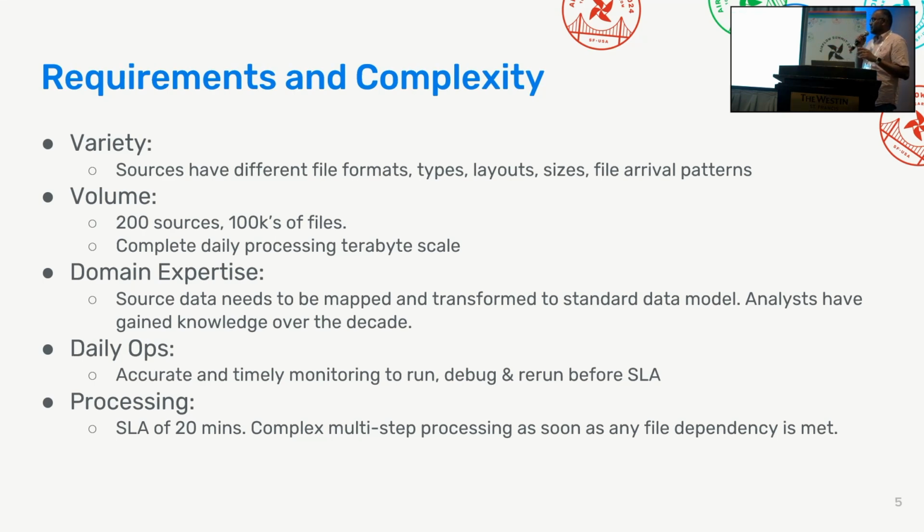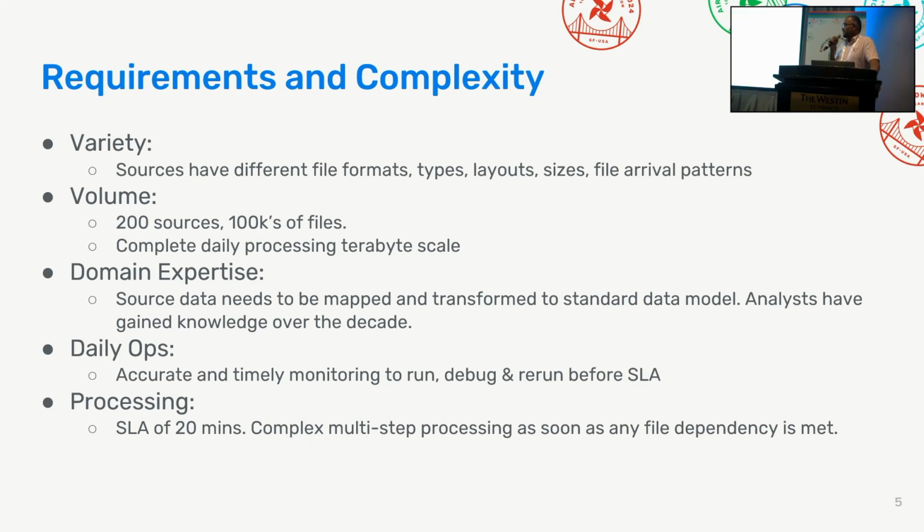Everything is different. Second is volume. Like I mentioned, there are a couple of hundred sources. How do we manage everything? How do we manage all the different files and load them into a common data model? And then we have to also handle the volume of data. If you aggregate all the sources, it's a terabyte scale on a daily basis.